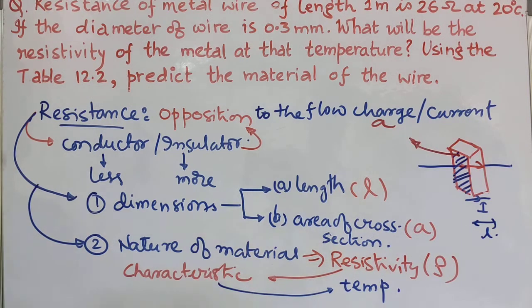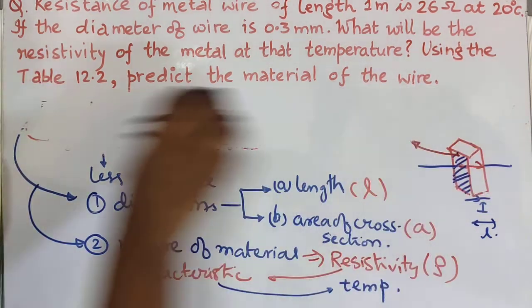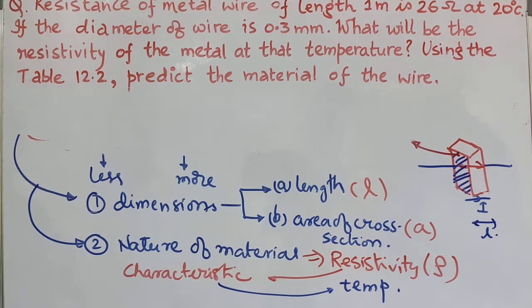So we'll talk about resistivity only at a given temperature. Suppose you ask me what is the resistivity of this material, then I'll ask at what temperature you want. At that temperature I'll tell you the resistivity, then you can calculate the resistance. And moreover, I can tell one more thing: how the resistivity depends upon the temperature.